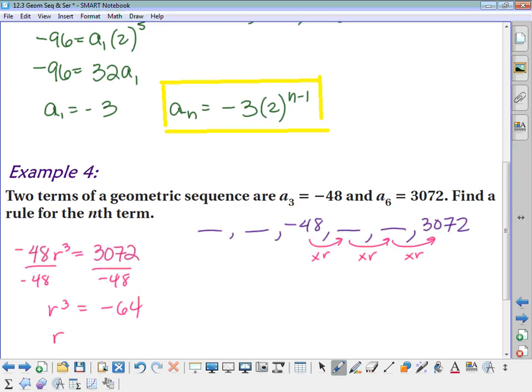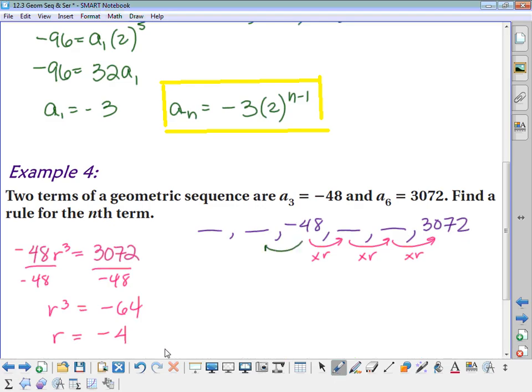So what's my ratio going to have to be? The cube root of negative 64, right? So if you don't know that off the top of your head, you can figure it out in your calculator. But I imagine you guys are going to start getting comfortable seeing these show up all the time. So the ratio is negative 4. So that means that I was multiplying by negative 4 each time.